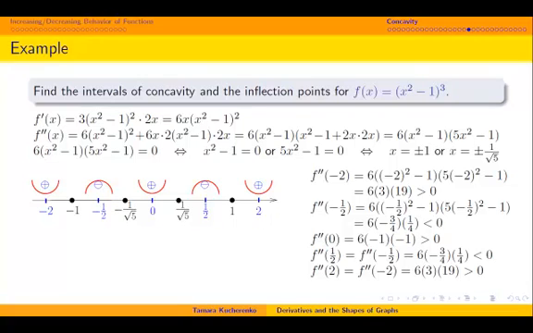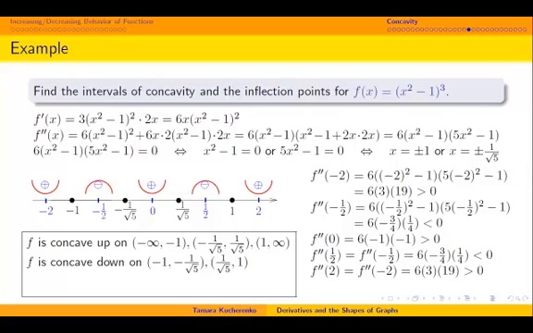In conclusion, f is concave up from negative infinity to negative 1, from negative 1 over square root of 5 to 1 over square root of 5, and from 1 to infinity. f is concave down on the intervals from negative 1 to negative 1 over square root of 5 and from 1 over square root of 5 to 1.